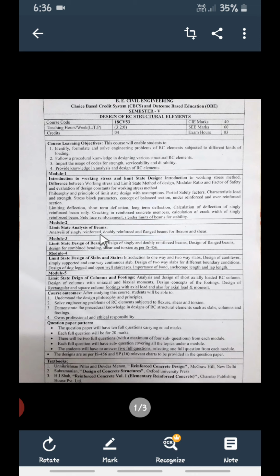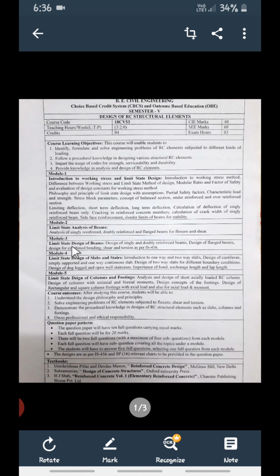So in module number 2, that is analysis of beams, first we're going to do the analysis for the various beams, that is singly reinforced beam, doubly reinforced beam, and flanged beams. Flanged beams means T beams, for flexure and shear. We're going to see what actually this flexure and shear is, but we're going to consider these 3 beams, that is singly reinforced, doubly reinforced and flanged beams, that is T beams.